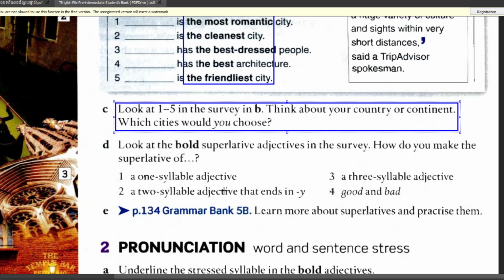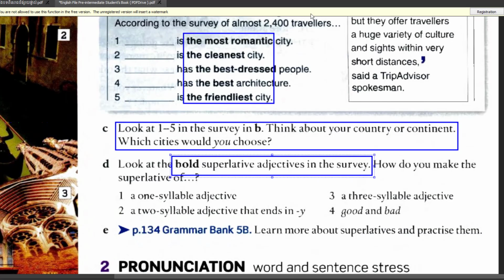Alright, now look at this, everyone, about the bold superlative adjectives in the survey. These are bold adjectives. And how do you make the superlative? Here we go. How do you make the superlative of a one-syllable adjective? For example, the adjective is clean. How do you make the superlative form? Clean, cleanest.